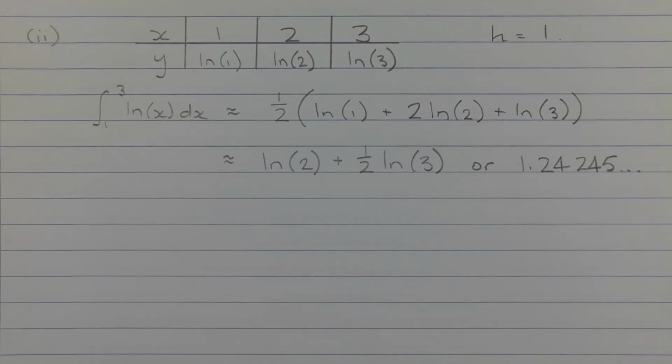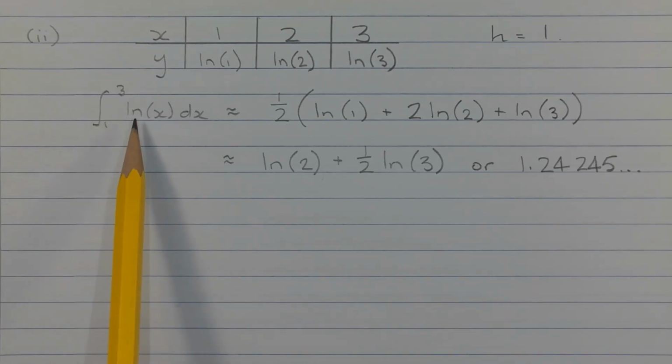We'll start by setting up the three function values needed for the trapezoidal rule. So we're starting off from x equals 1, ending up at x equals 3. So we need a point halfway between 1 and 3. So it's x equals 2. So the three function values are ln1, ln2, and ln3. Now our value of h is equal to 1. That's the distance between subsequent x values.